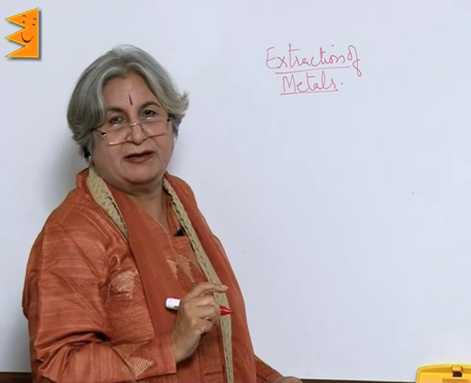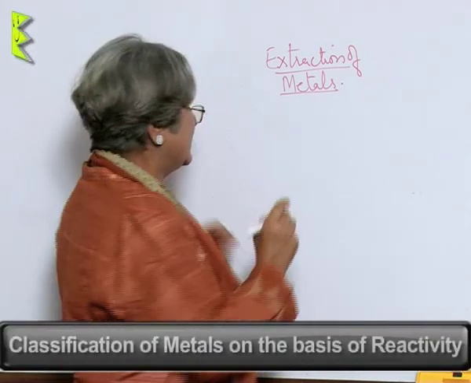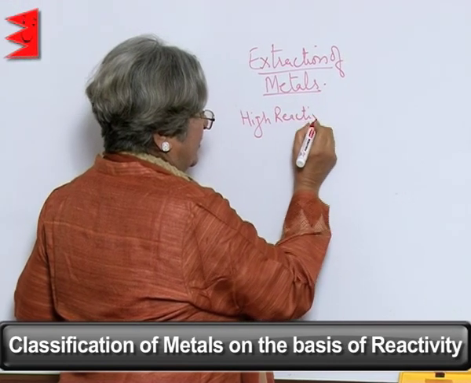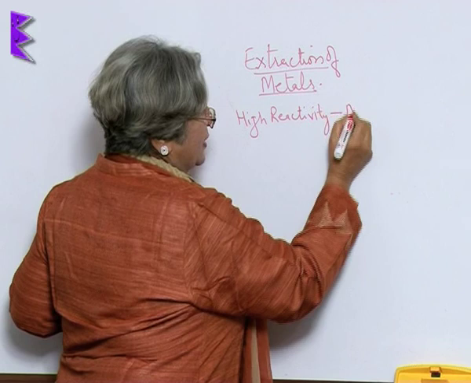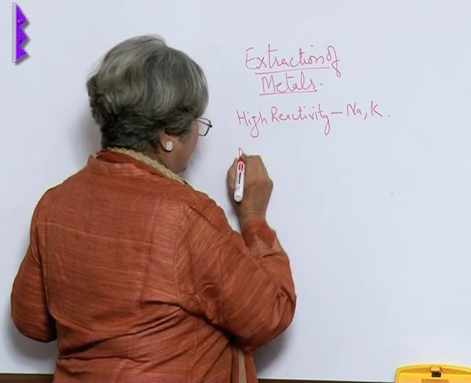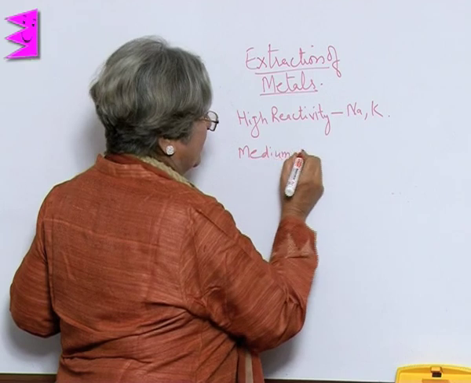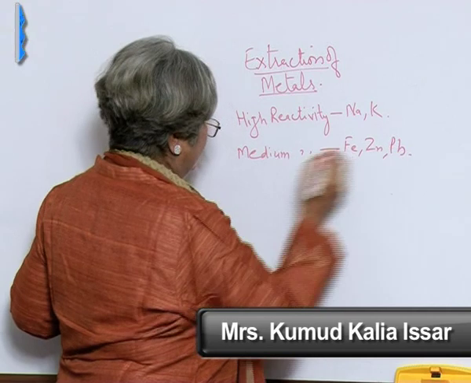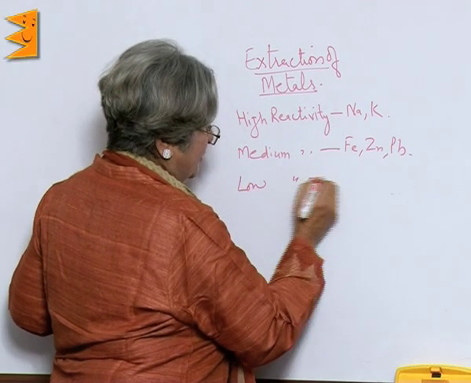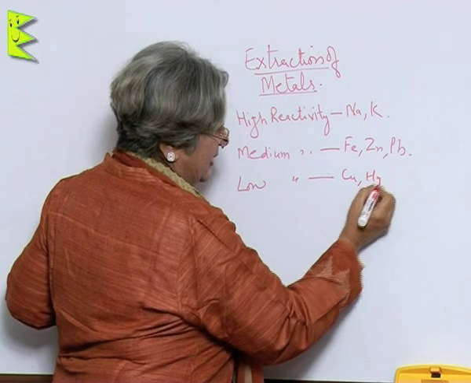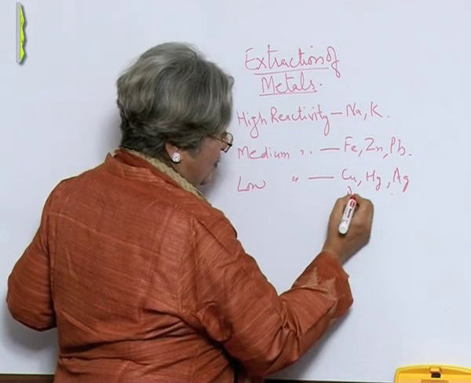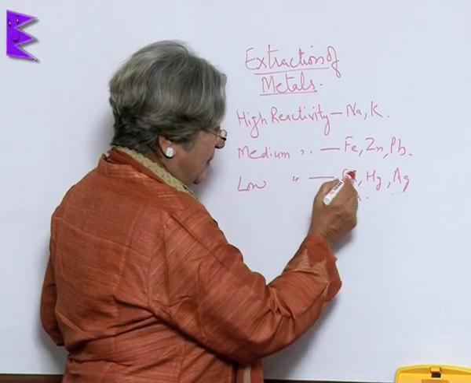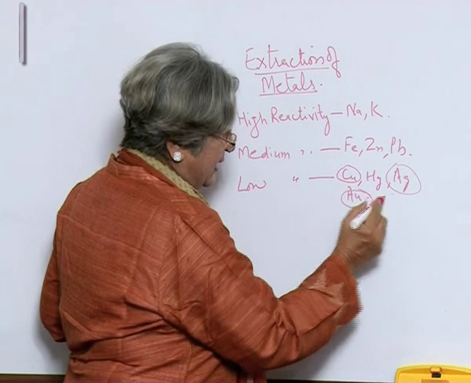On the basis of reactivity, metals can be classified as high reactivity, like sodium, potassium, medium reactivity like iron, zinc, lead, and low reactivity like copper, mercury, silver, gold. So, in the case of silver, gold and copper, we find it is also found in the native state.